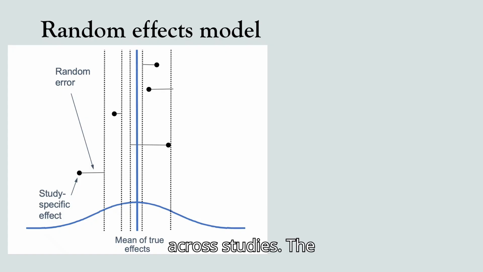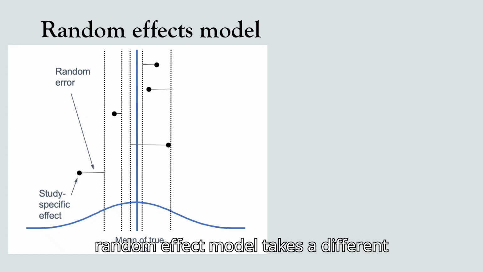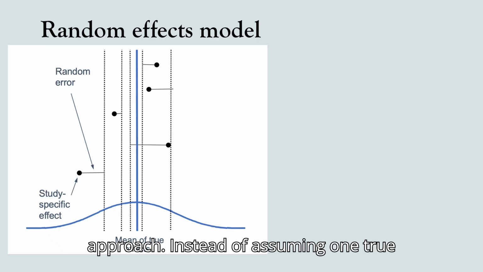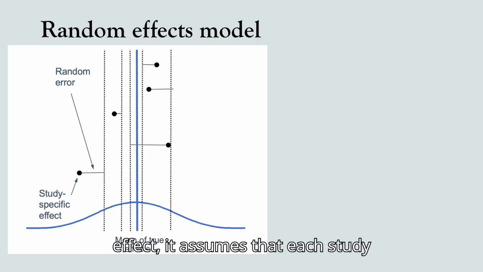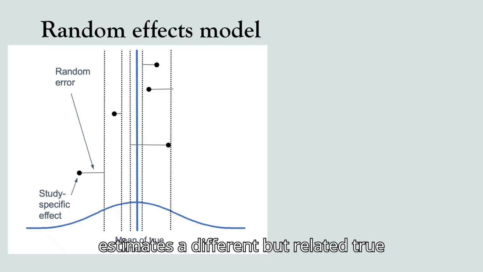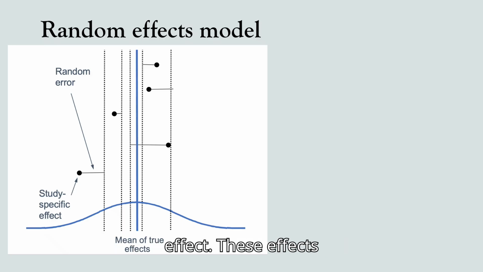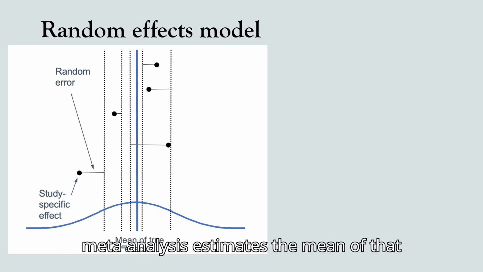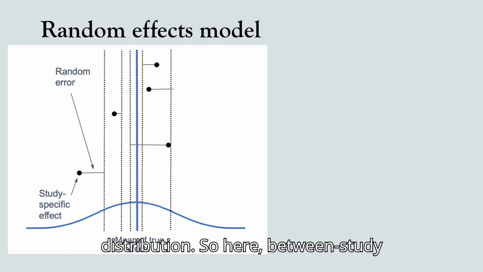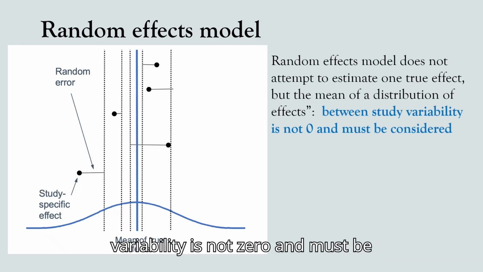The random effects model takes a different approach. Instead of assuming one true effect, it assumes that each study estimates a different but related true effect. These effects follow a distribution, and the meta-analysis estimates the mean of that distribution. So here, between study variability is not zero and must be considered.